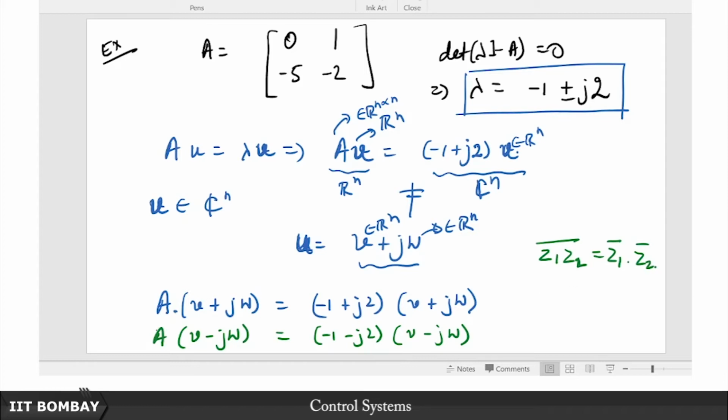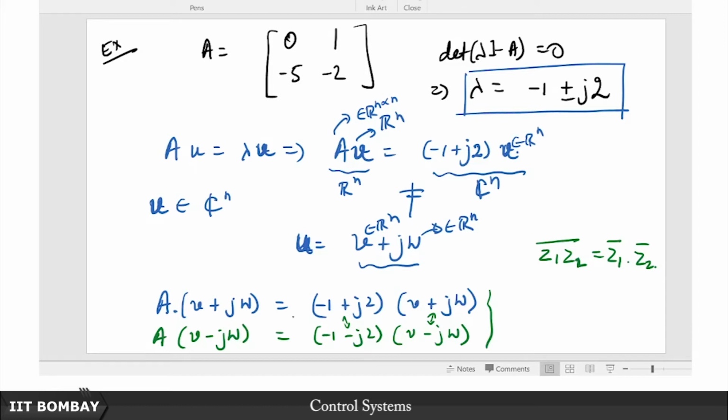So entry wise, this is a real matrix, so A conjugate is just A itself, and V plus JW, where V and W are n tuples of real numbers, their conjugate will be V minus JW. This is just the change of sign here, and the same thing happening here. So basically these are the two eigenvector eigenvalue equations for the complex conjugate pair of eigenvalues. Now you see that there are two unknown vectors and there are two equations, so by rights we should be able to solve for them.